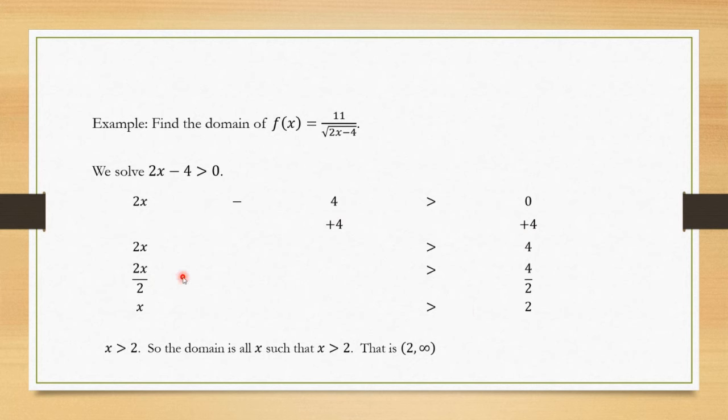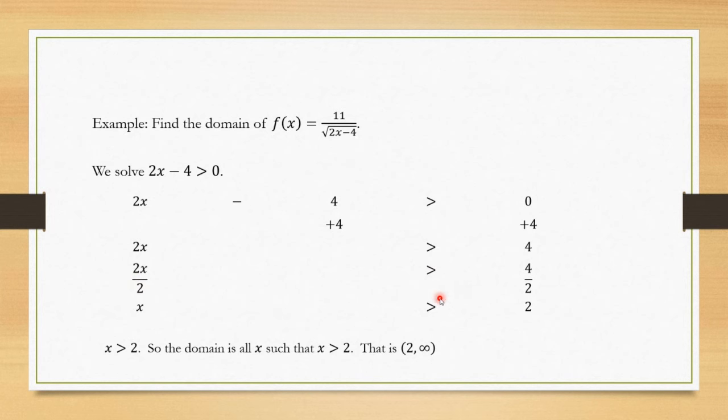Let me just say this also. We're not turning this inequality around. In other words, we're not flipping it. You only do that when you multiply or divide by a negative. And we're not doing that here. We're dividing by a positive, namely 2.